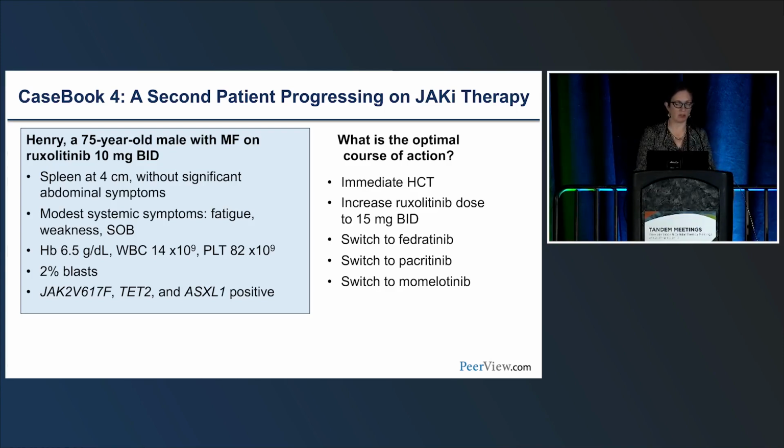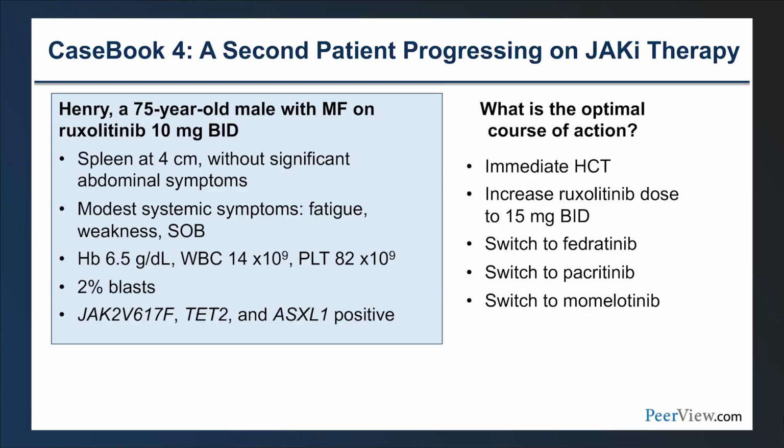So how would you approach this patient, Serge? Well, anemia is a huge problem here. He's probably getting blood often. 6.5 hemoglobin, platelets are not that bad. And if I switch to fedratinib, I can help him with the spleen and symptoms, but anemia and platelet number will probably worsen. Pacritinib is not a bad choice. But if I had momelotinib, hopefully that will happen in the near future, probably that will be the one.